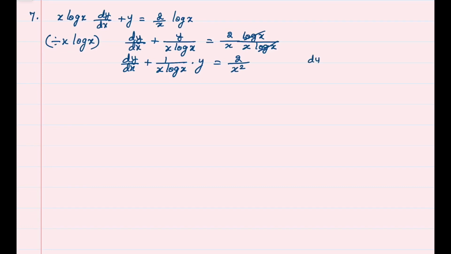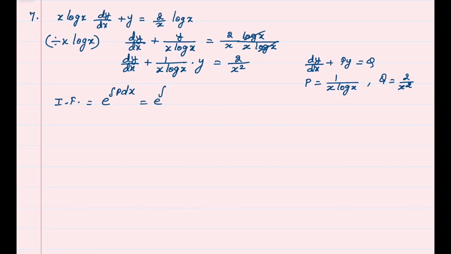Now this equation is in the linear form, where p is 1 divided by x log x and q is 2 divided by x square. We will find the integrating factor, which is e raised to integral p dx. E raised to integral of 1 upon x log x times dx. To integrate this, we will substitute log x as t. Differential of log x is 1 by x, which is there in the function.